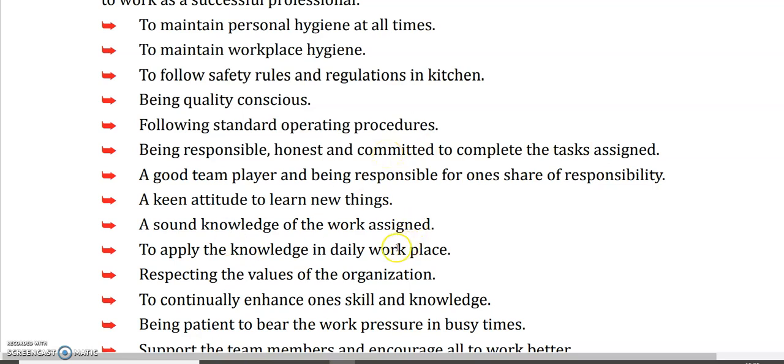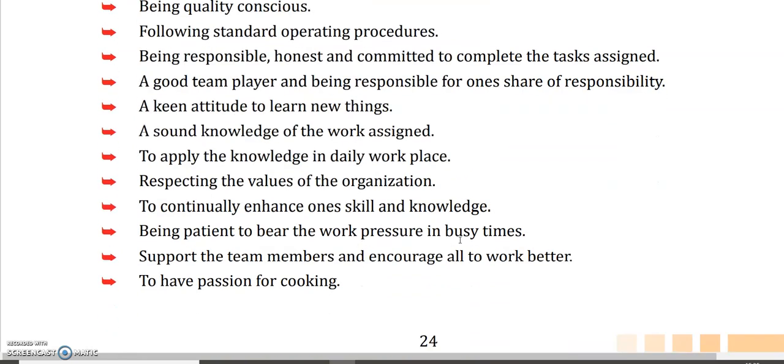And then learn new things. Then you should have knowledge of whatever you are preparing. For example, if you are asked to bake a vanilla cake, you should know which flavor is vanilla before you start baking. Okay? And then respect the values of the organization and keep on learning so that you can improve your skill and knowledge. Then you should also have the patience to bear work pressure. For example, if some of your team members are absent, they are not at work, don't get angry if there's a lot of work pressure.